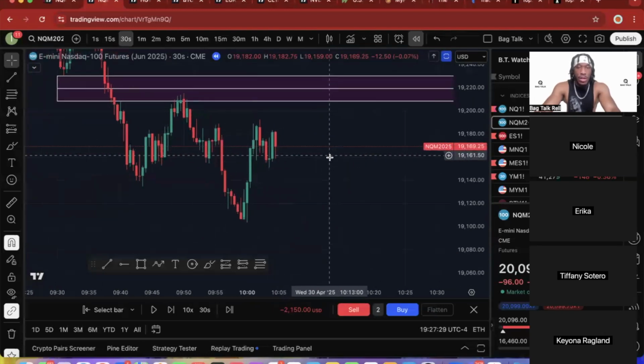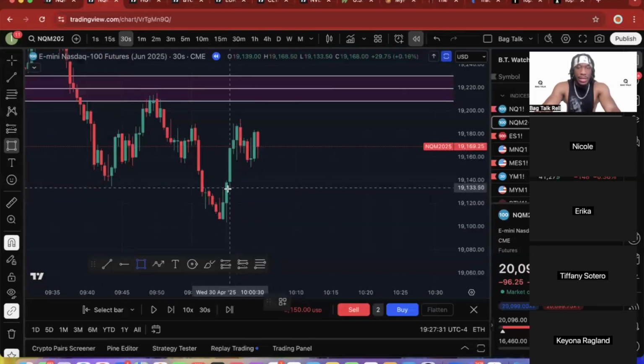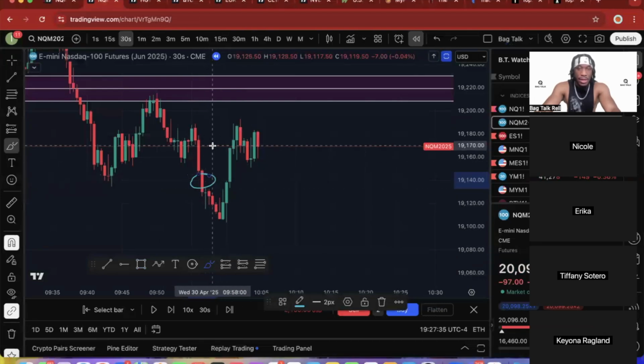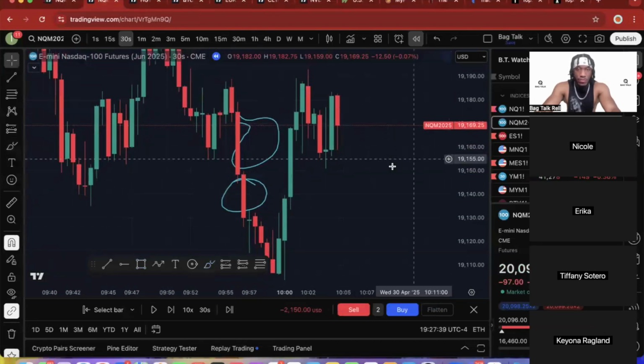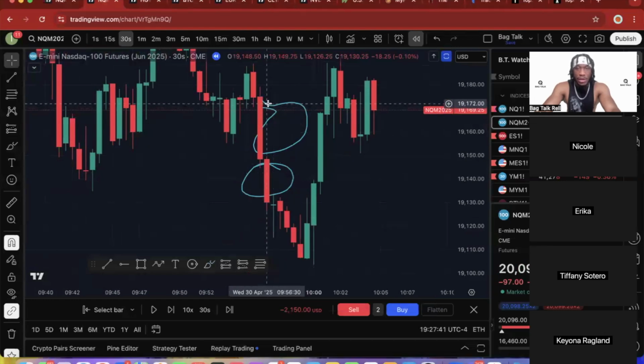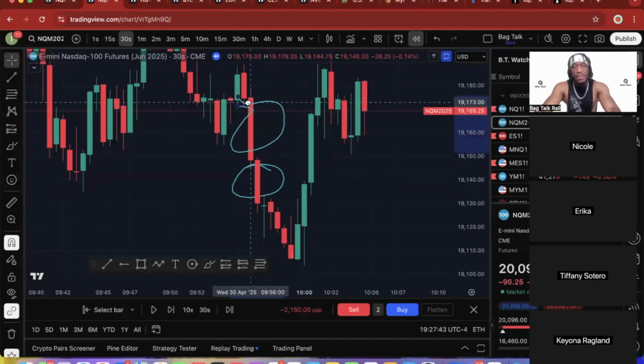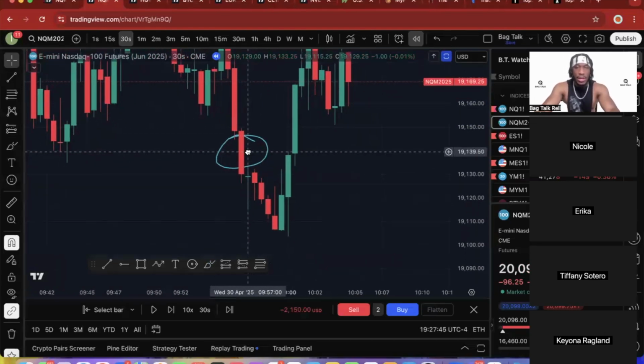What do you notice so far? You notice that the 30-second invalidates this bearish fair value gap. This is the important one. This one right here is low probability, just further showing you how to understand fair value gaps for real. This one right here on top is low probability. The one right here is the one that is important.